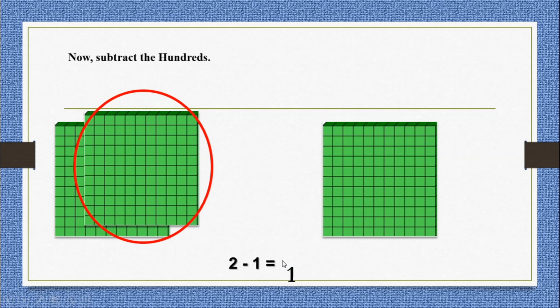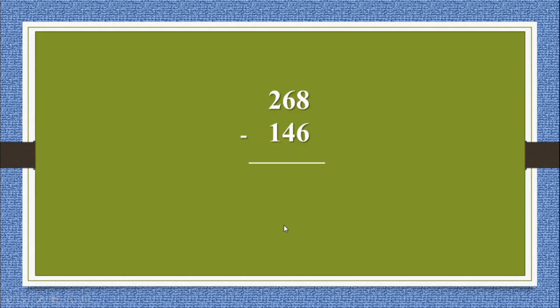So the difference of these two numbers is 8 minus 6 is equal to 2, 6 minus 4 is equal to 2 and 2 minus 1 is equal to 1. So children, how did we subtract these two numbers? We took away the smaller number from the bigger number.